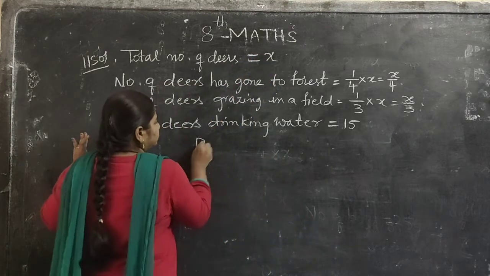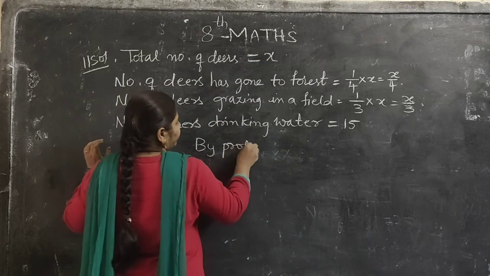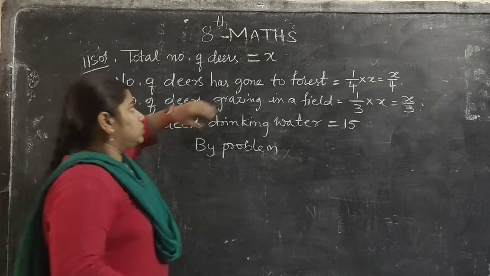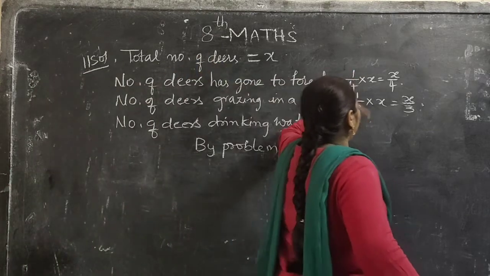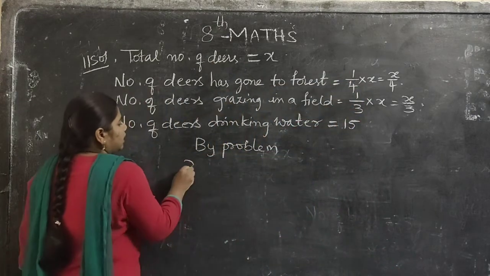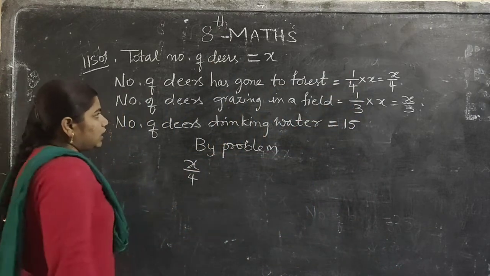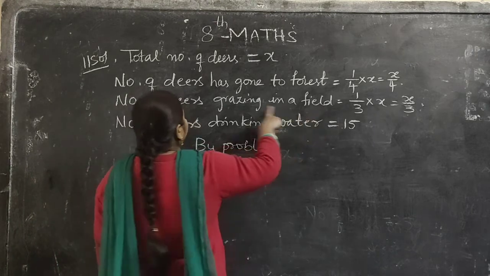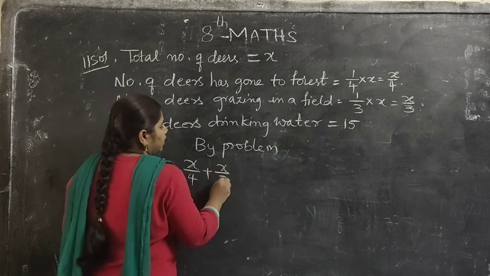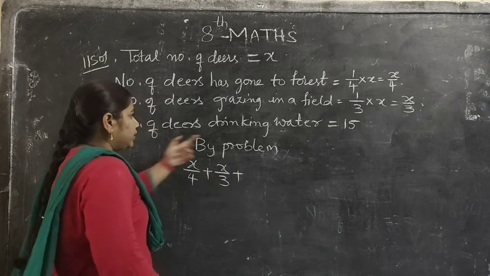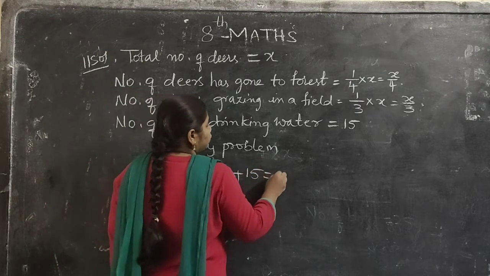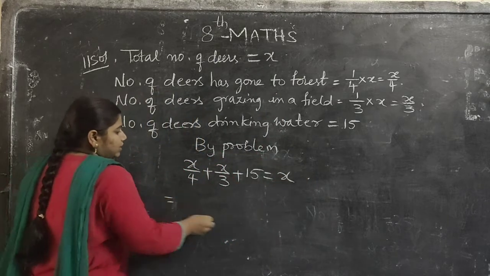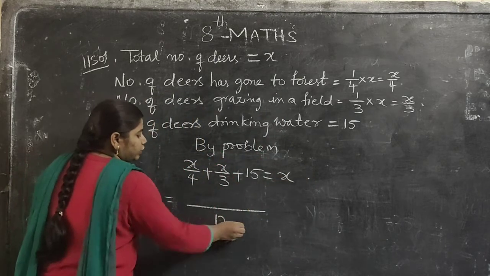So by problem, what we have to find? We have to find how many number of deers are there. So total is just adding all the three values. That is x by 4, which went to forest. Next is plus how many are grazing here? That is x by 3, and how many drinking water here? That is 15. Is equals to total number is x. Now take the LCM here. 4 and 3 LCM will be 12.